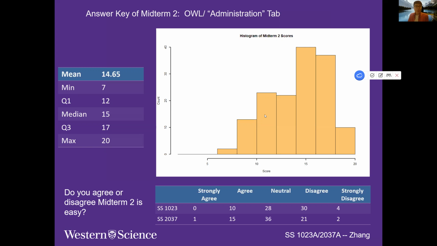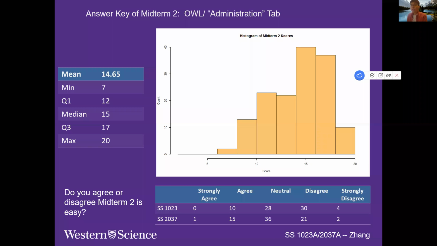And very interestingly, remember I asked a question about how you feel about the difficulty of midterm two, and I pulled out the survey, and I summarized them into this count table, which is the main topic we are going to go over today. So I specifically compared the students from different classes, and it seems that the students from the two level are more likely to agree that midterm two is easy, because we have one student answering strongly agree, while the mode for this distribution is around neutral, while for the one level, the mode is on disagree. That's a very interesting result.